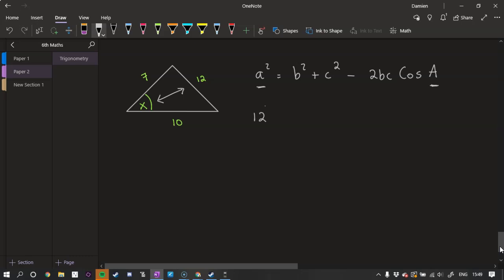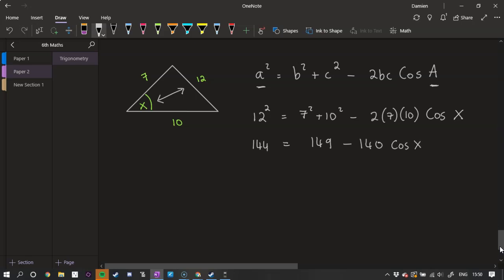So if this is the angle we're looking for, then a is the side that's opposite. So we're starting with 12 squared. So 12 squared is equal to b squared plus c squared. That's going to give us 7 squared plus 10 squared minus 2 times bc, which is 2 times 7 by 10, multiplied by the cos of the angle, which is x, which we don't know. So this is going to give us 144 is equal to 149 minus 140 cos x.